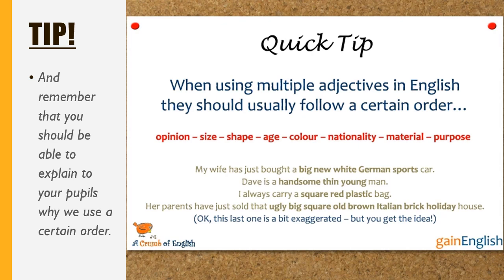Dave is a handsome thin young man. I always carry a square red plastic bag. And then the last one is, her parents have just sold that ugly big square old brown Italian brick holiday house. So the last one is a bit exaggerated, but it does show the idea of what that order can mean for your own writing. And also remember that you should be able to explain to your pupils why we use a certain order. So it comes in handy in your teaching as well.